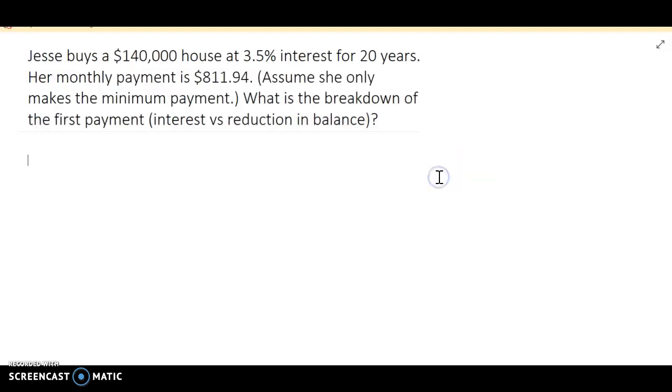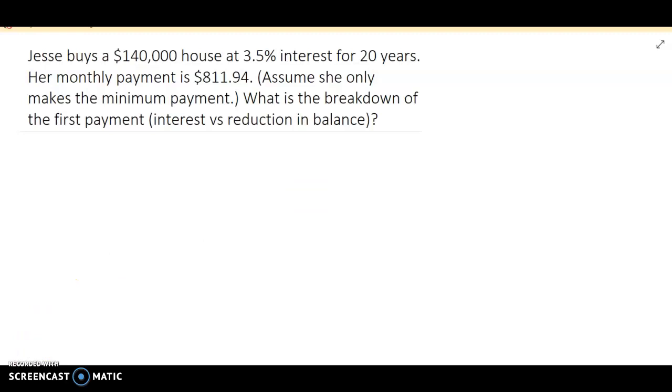First one here. Jessie buys a $140,000 house at 3.5% interest for 20 years. Her monthly payment is $811.94. Assume she only makes the minimum payment. What is the breakdown of the first payment? Interest versus the reduction balance.